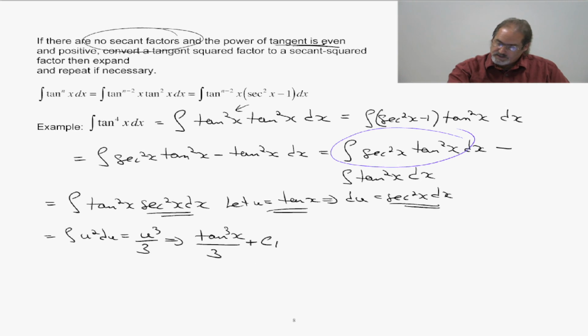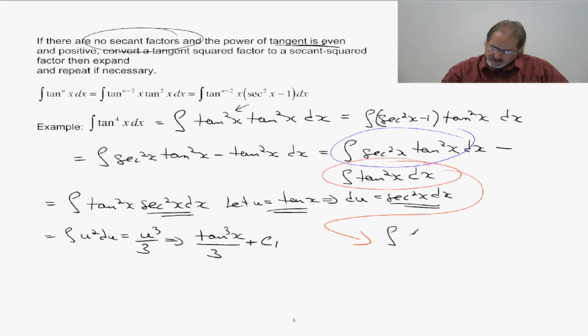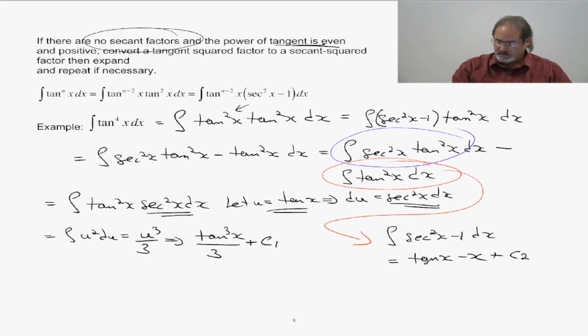Now I need to deal with this last piece right here. And let's do that right down here. Now, to do that, I'm going to rewrite this integral as secant squared x minus 1 dx, because that is tangent squared, right? The reason I did that is because I know that this antiderivative is going to be nothing more than tangent of x minus x plus, I'm going to call it c2, because the derivative of tangent is secant squared. So there I am, I'm set.